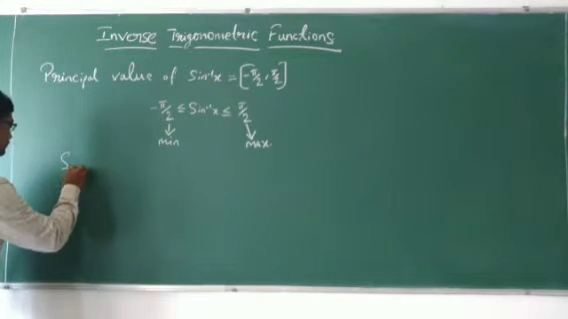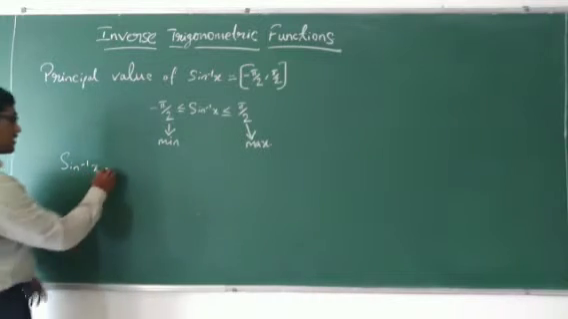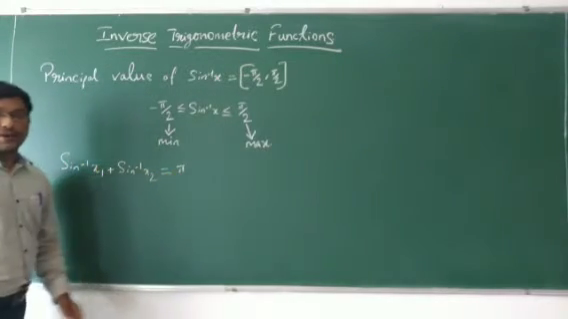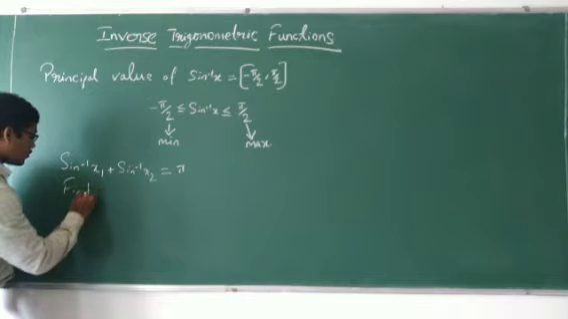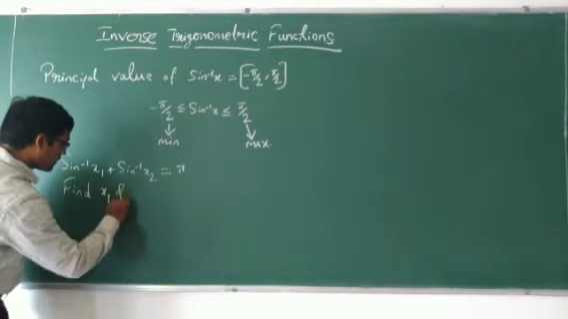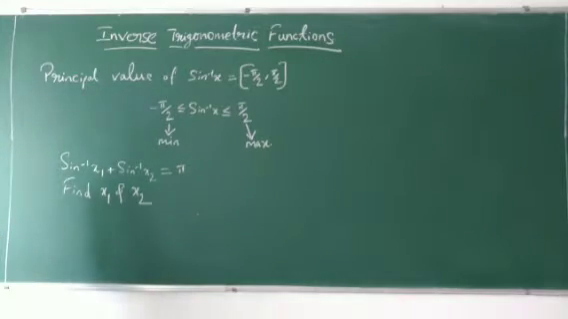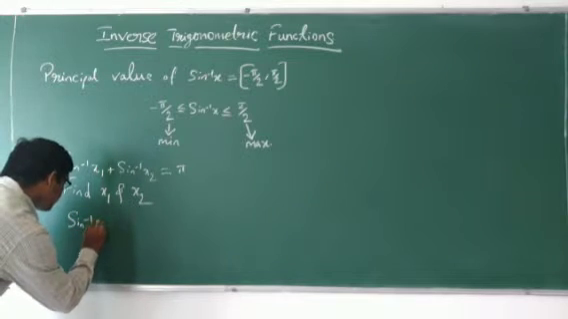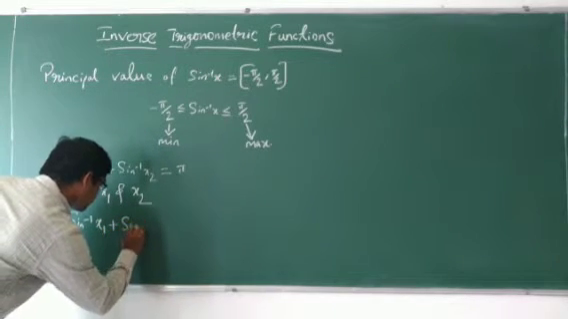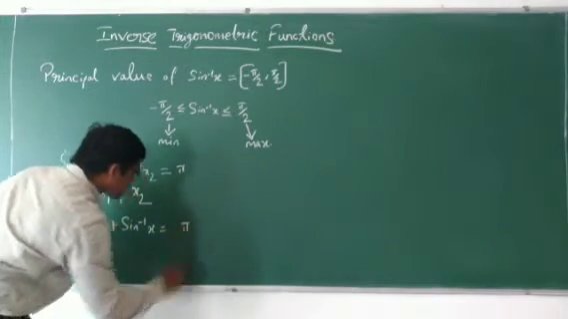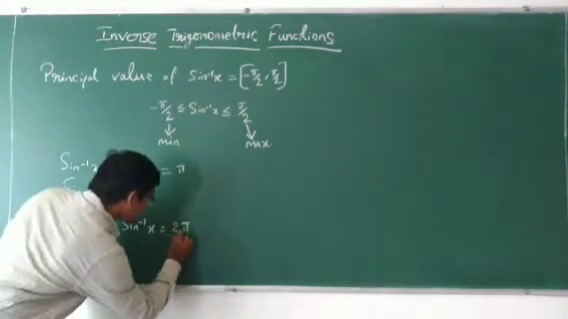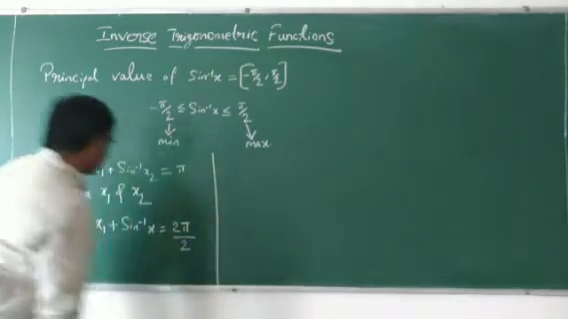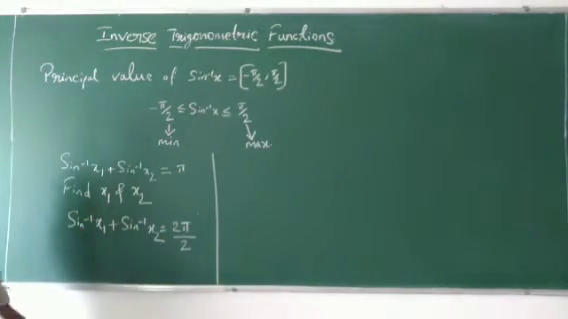Let's take a simple equation: sin inverse x1 plus sin inverse x2 is equal to pi. Then you need to find out what are the values of x1 and x2. Okay, so to start with, I can write sin inverse x1 plus sin inverse x2 equal to pi. This equation can be written as 2 pi by 2. So this is x1, this is x2.